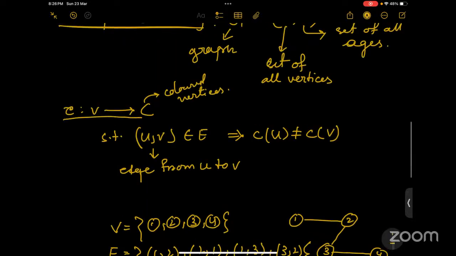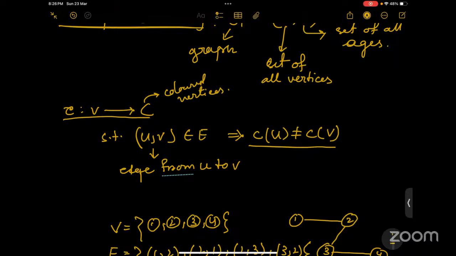Now, how can we express the problem mathematically? It's like when UV is in E, that means when we have an edge from some vertex U to some vertex V, then C of U is not equal to C of V. That means the color of U is not equal to the color of V.